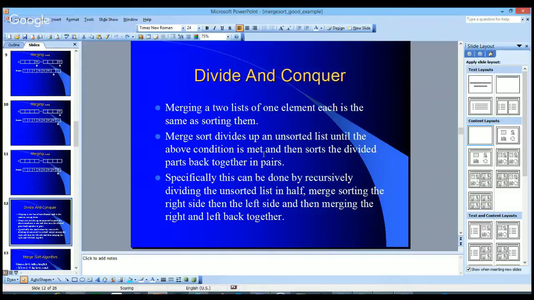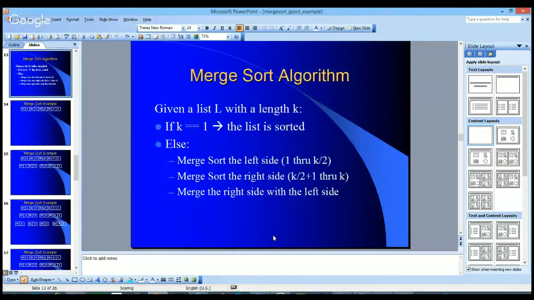The above condition is that merging two lists of one element each is the same as sorting them. The first statement here says that if the list contains only one element, then it is already sorted. We don't have to sort it because it's only a single element. But if it is not, then it starts dividing the list until it reaches the single element stage, that is the leaf stage.